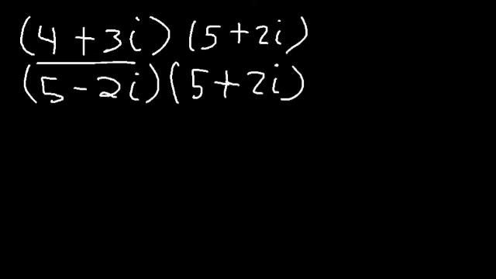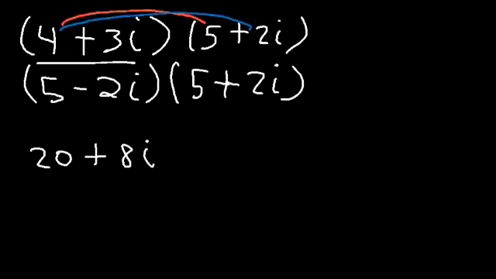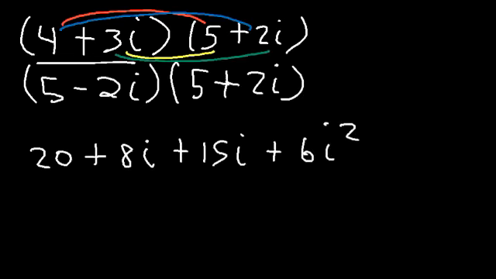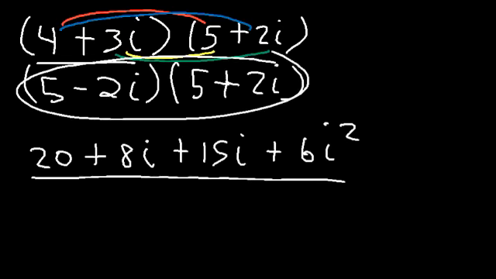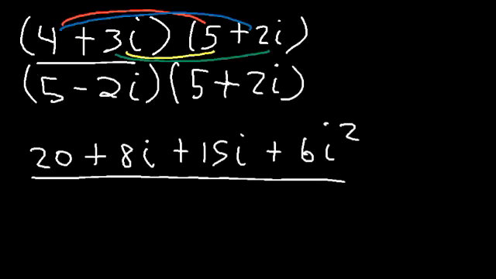Whatever you do to the bottom, you must also do to the top, in order that the fraction maintain its value. So let's FOIL. 4 times 5 is 20. 4 times 2i is 8i. 3i times 5, that's 15i. 3i times 2i is plus 6i squared. Now, because these two are conjugates, we only need to multiply the first and the last term. The two middle terms will cancel. 5 times 5 is 25, and negative 2i times 2i is negative 4i squared.